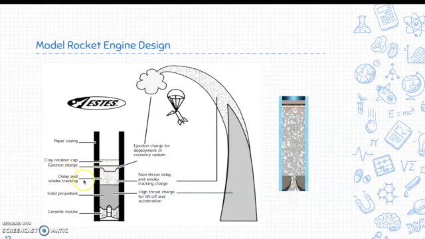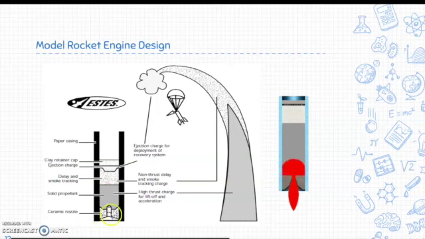And then we have a delay and smoke tracing. So we can also have a non-thrust delay and smoke tracking charge. So all of that can be embedded in the layer underneath the clay retainer cap. There's then a solid propellant inside of there, and then the ceramic nozzle. And then all of this is ignited through an igniter cap, which would go in this small area here.